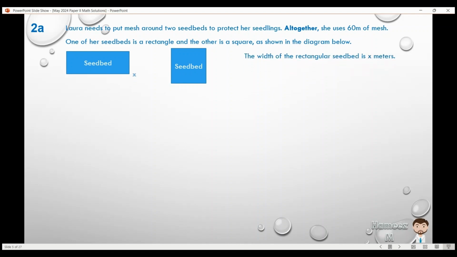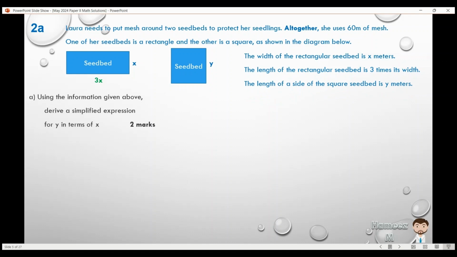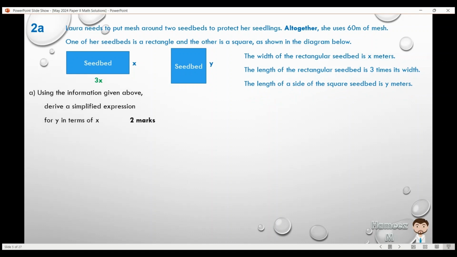The width of the rectangle is x meters, so we have an x there, and the length of the rectangular seed bed is 3 times its width, so it will be 3x. And the length of a side of the square is y meters, so we have some unknowns that we're giving there to show the relationship. Part A, using the information given above, derive a simplified expression for y in terms of x.